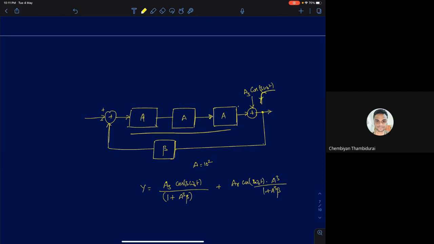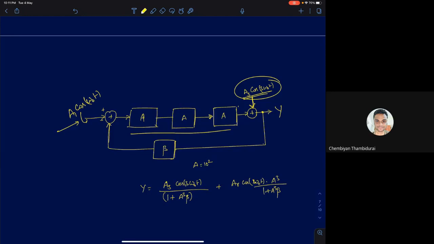Now can you tell me what will be the transfer function from this point to the output y? This is the output y at this point. Remember, I'm feeding an input signal of this type: A1 cos omega naught t. This is the input I'm feeding. And A3 cos 3 omega naught t, that's your external disturbance in the last amplifier.